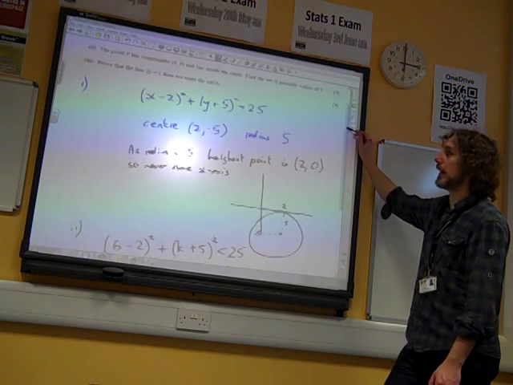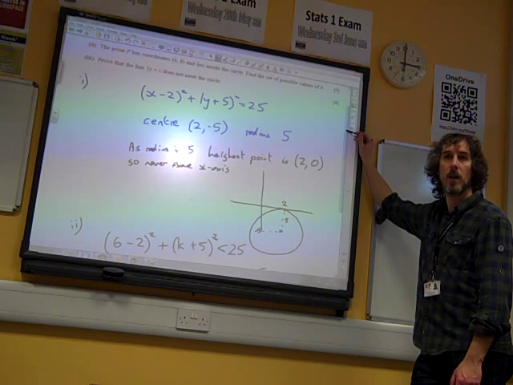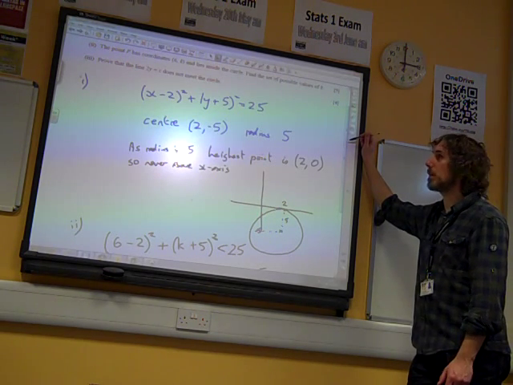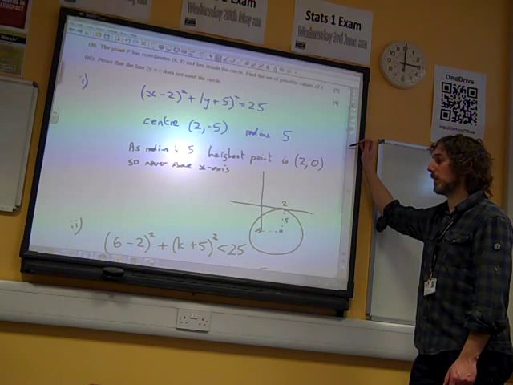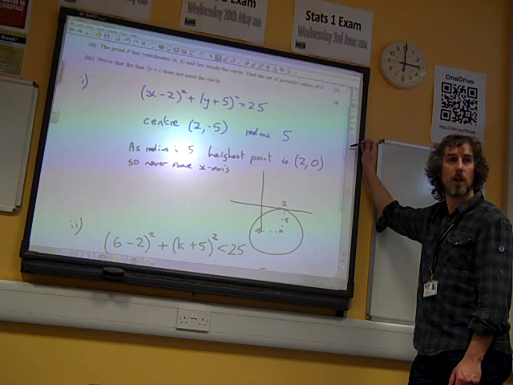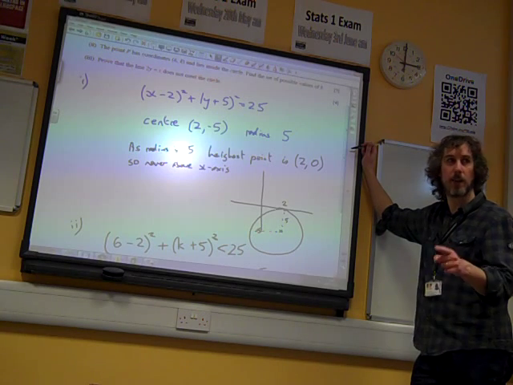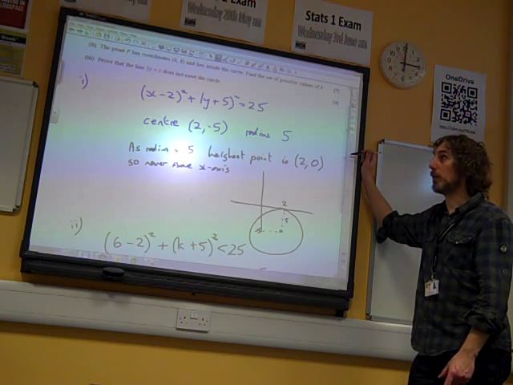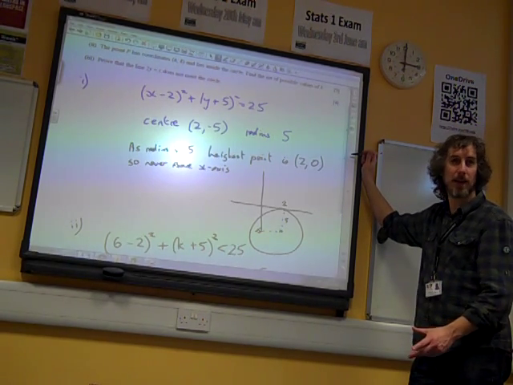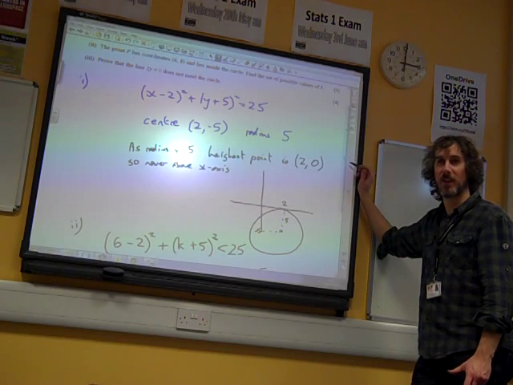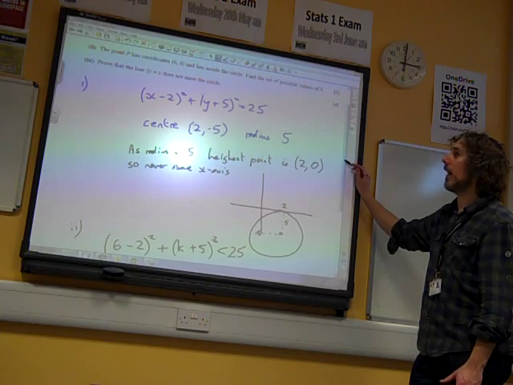Now, part 3: prove that the line 2y equals x does not meet the circle. I think it's kind of obvious to start with that just drawing a diagram of a circle and a line not meeting it does not prove that the line doesn't meet the circle. So you're not going to get the marks for that. I suppose you've got nothing to lose if you can't think of anything else to do, but that's not the way to do it.